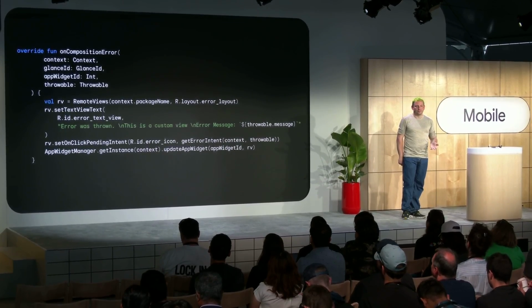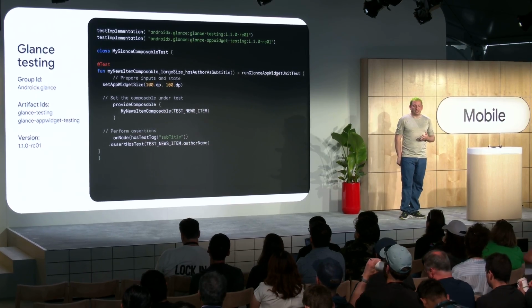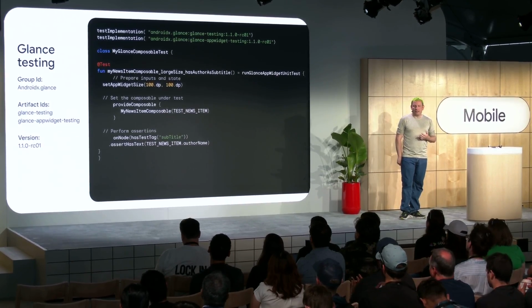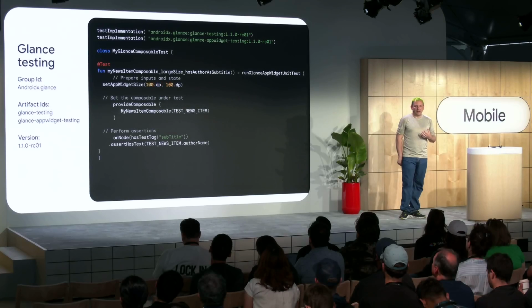Glance 1.1.0 also has new testing APIs. These are available in the Glance testing and Glance app widget testing modules. These APIs bring a more Compose-style options for writing unit tests. These APIs give you options for testing without needing to set up data sources or a device. And with that, I hope you've gotten an appetite for building high-quality, helpful, and engaging widgets using Jetpack Glance.